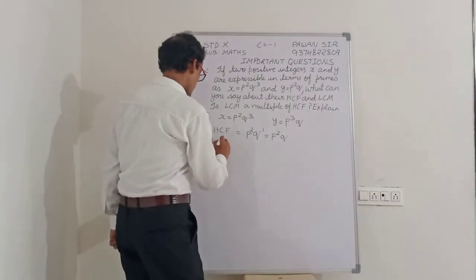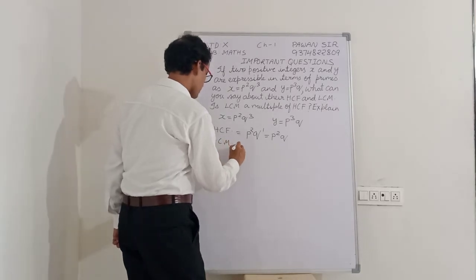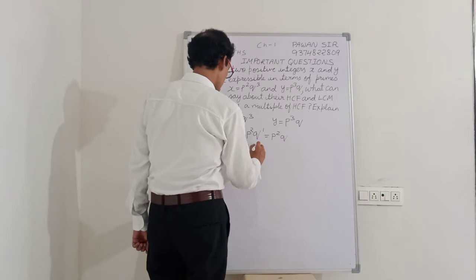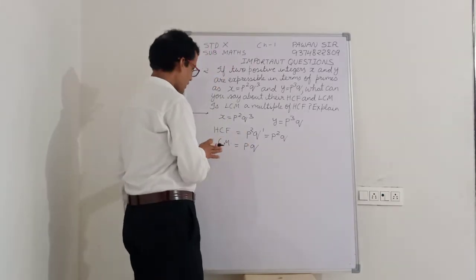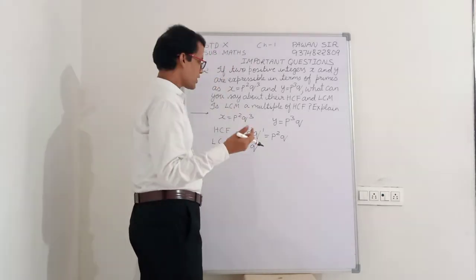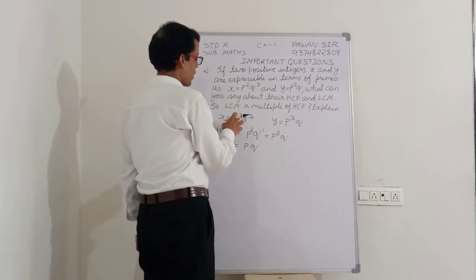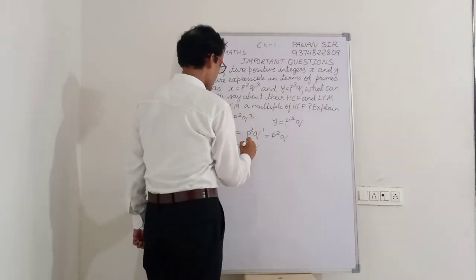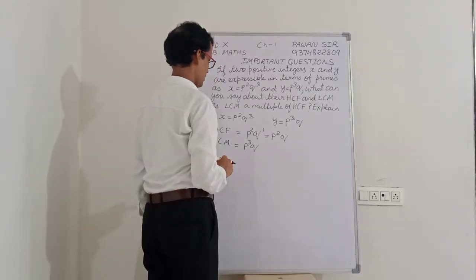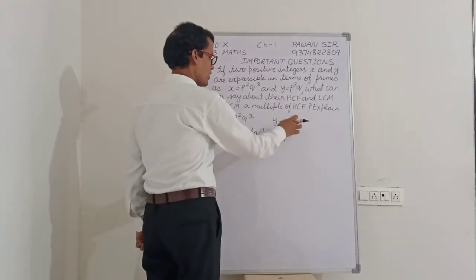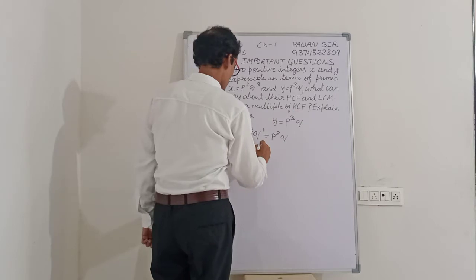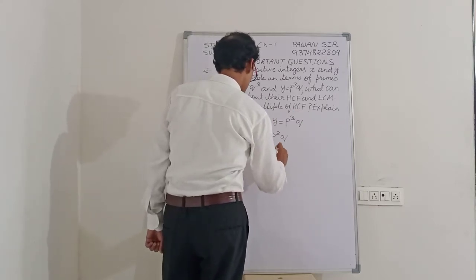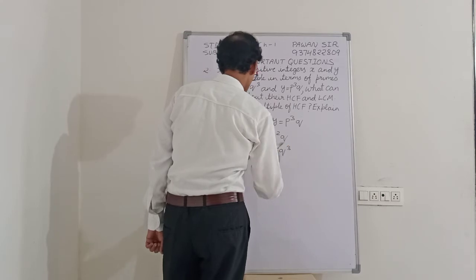Now we are finding LCM. Again write both variables p and q. Now when we are finding LCM, we have to take the highest power. The highest power of p out of 2 and 3 is 3. So it will become 3. And the highest power of q is 3. So what is LCM? It is p cube q cube.